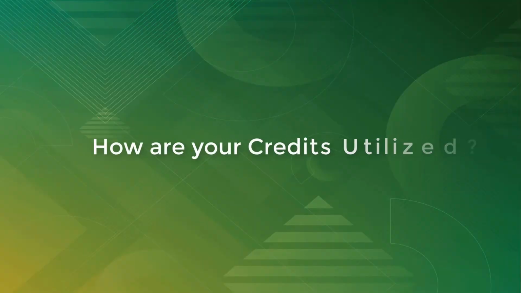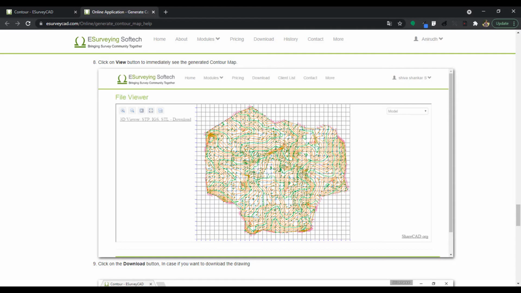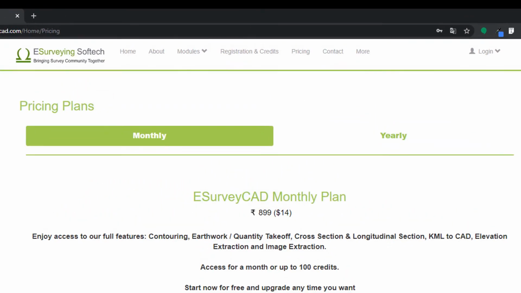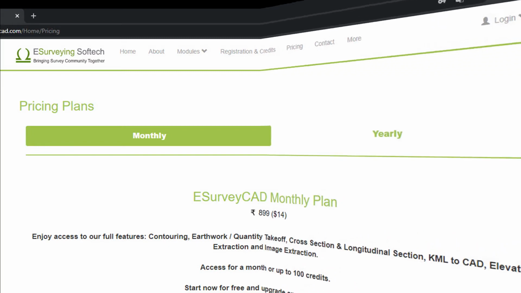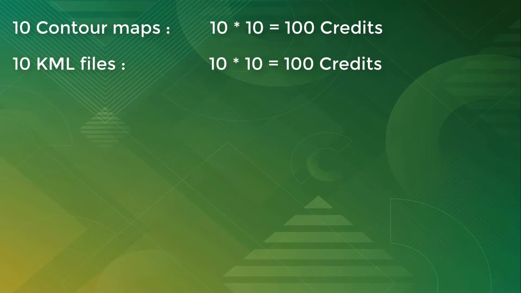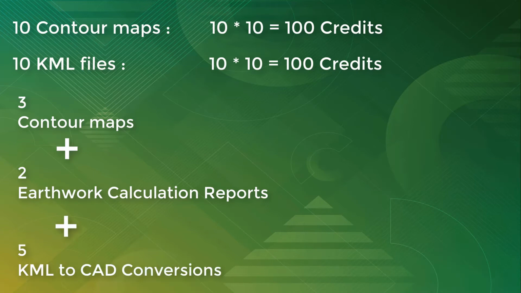How are your credits utilized? When you do an operation like creating a contour map or creating a set of cross sections, the application counts the process as 10 credits. When you purchase a monthly plan, you will get 100 credits, which means you can either generate 10 contour maps or convert 10 KML files to drawings or create 3 contour maps, 2 artwork calculation reports, and 5 conversions from KML to CAD. That means, when you buy 100 credits, you are entitled to utilize the application for doing any of the 10 operations, that is generating output, before the credit expires.